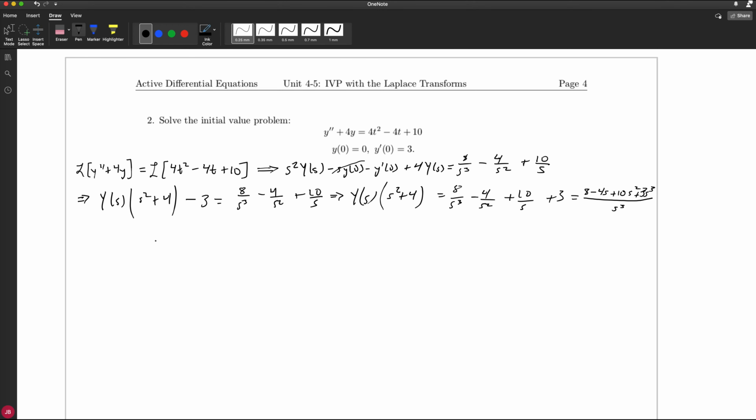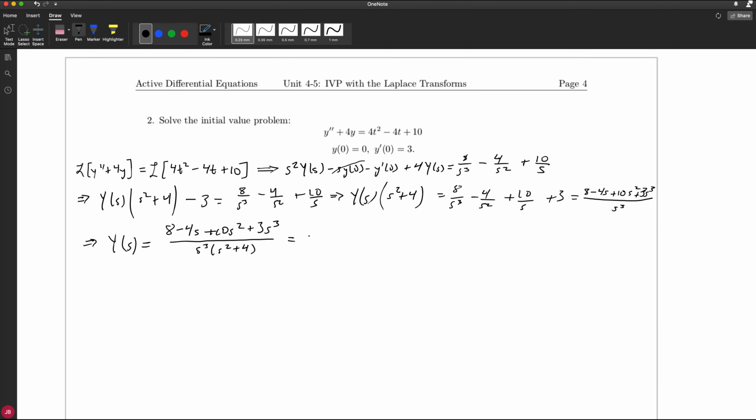Okay. And so what that tells me then is therefore that Y of s, just divide both sides by s squared plus 4. I'll just keep it in the order that it's in. You can write it in descending order if you like, the numerator that is. Okay, so we get something like this, right?